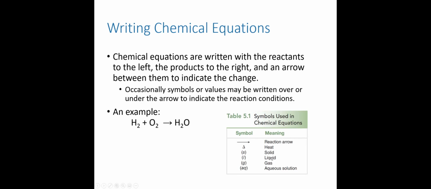Of the symbols we're likely to encounter, there is of course the reaction arrow. We will sometimes see the letter delta used for heat, and then oftentimes we will use symbols right after the formulas to tell us the state of matter, so if something is a solid or a liquid or a gas. For example, we might put (g) after both of those to indicate that they are a gas. And water, when it's initially formed, is going to be a gas as well, so we could put a (g) there, or an (l) if we thought it was going to be a liquid.